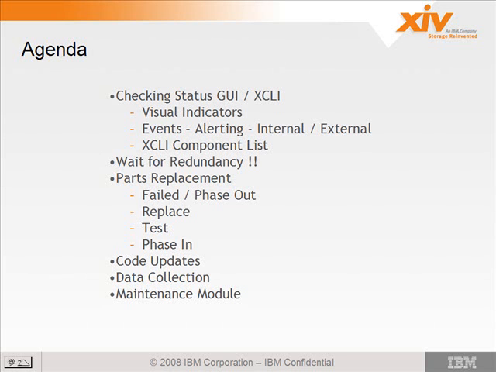It'll say rebuilding down in the lower right-hand corner. You have that meter. It'll say not redundant. Once the rebuild is complete, it'll say fully redundant, even though you have a failed component.